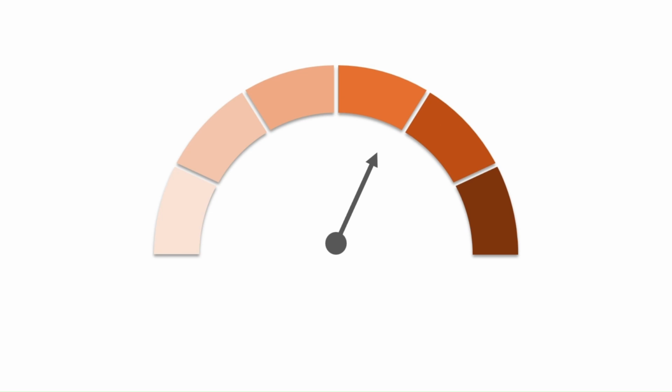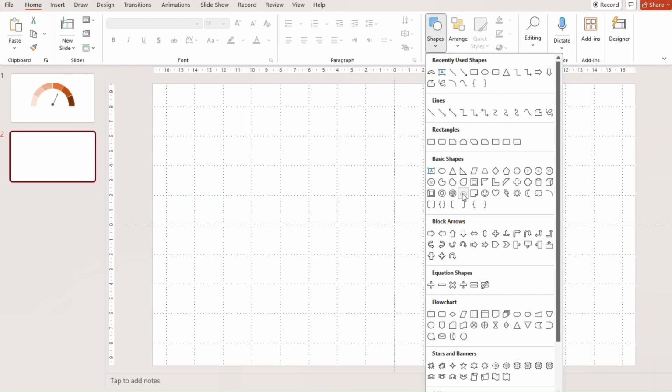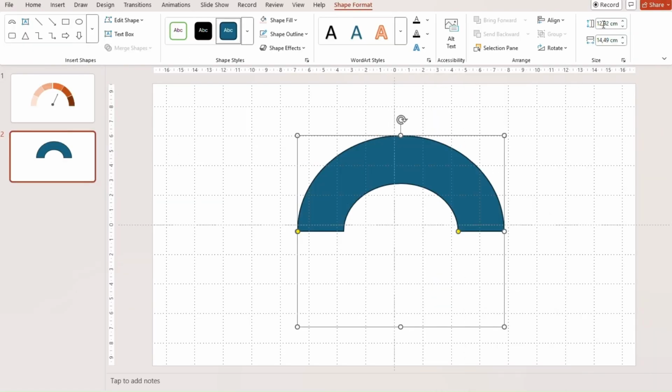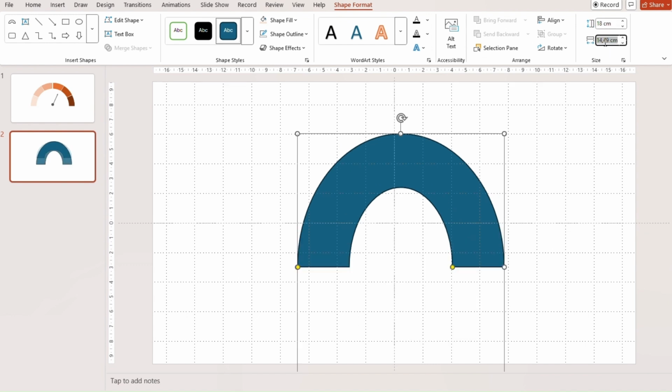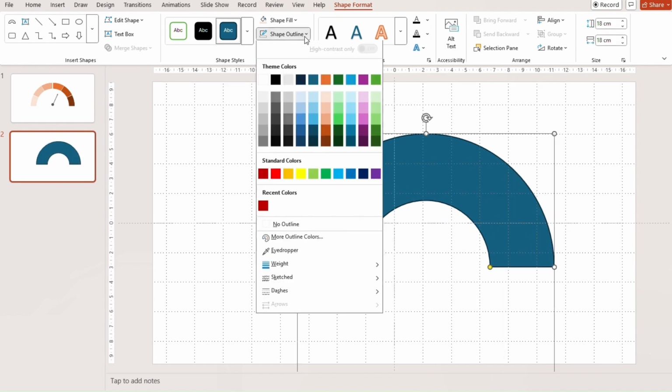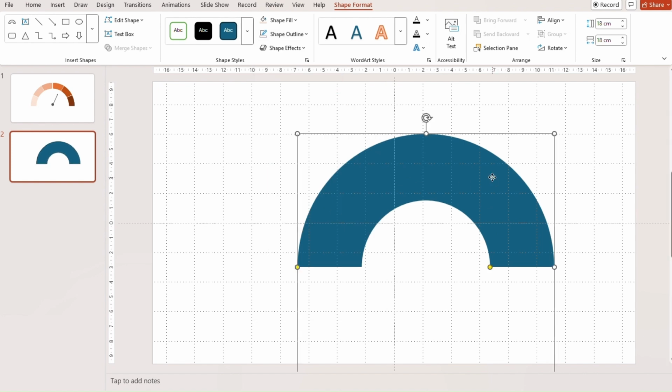Let's make this gauge graphic together. This is perfect for ratings or progress trackers. First, insert a block arc shape. Resize it to 18 centimeters for both height and width. Then remove the outline and center the shape on the slide.